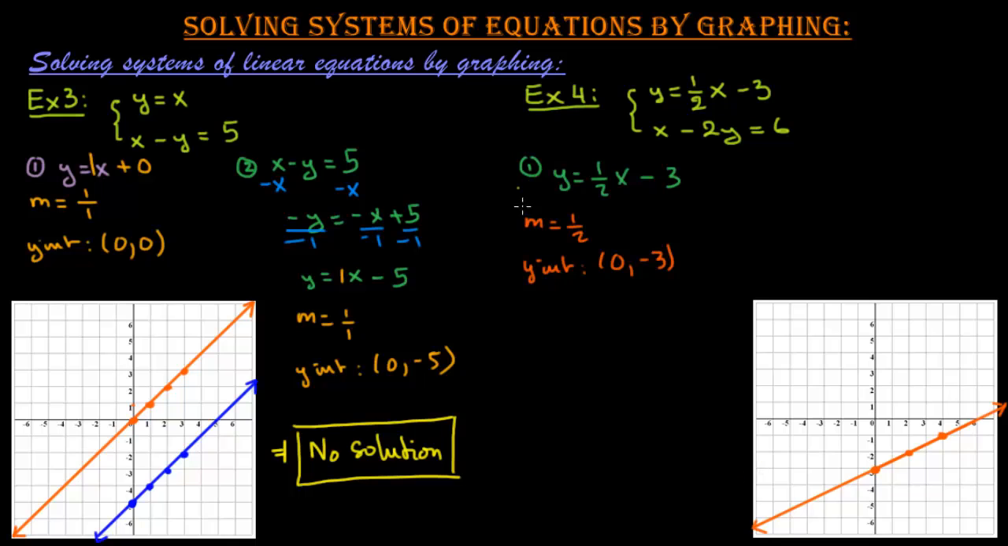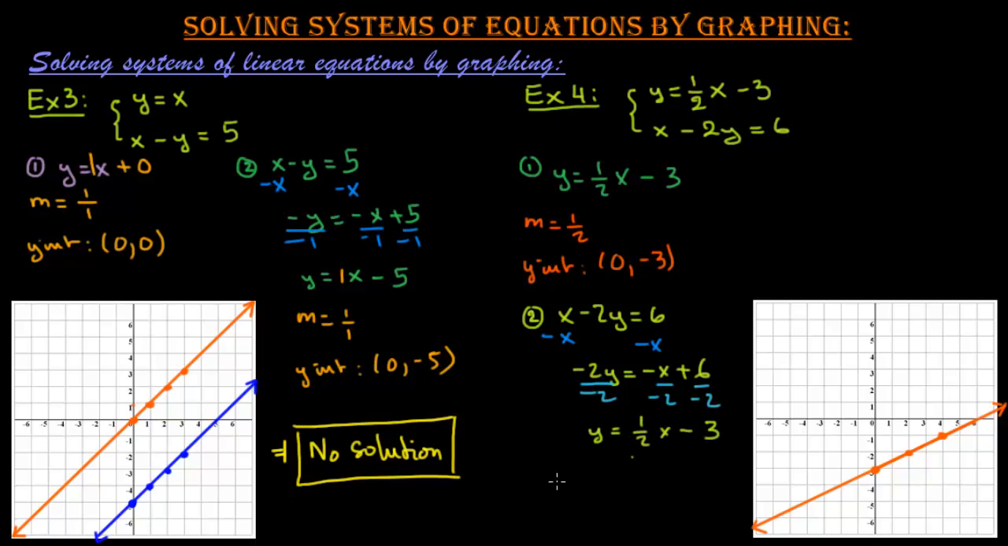Okay. So on the second equation we have x minus 2y equal to 6. So solve for y. Subtract x on both sides. Negative 2y equal to negative x plus 6. Then we divide by negative 2 on both sides. Then my y equal to 1/2 x minus 3. So as we see, the slope is 1/2 and the y-intercept is (0, negative 3).